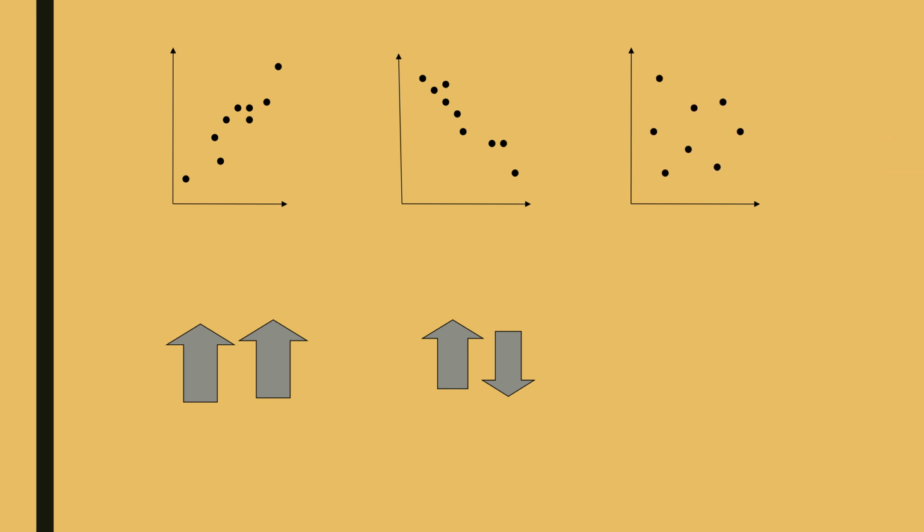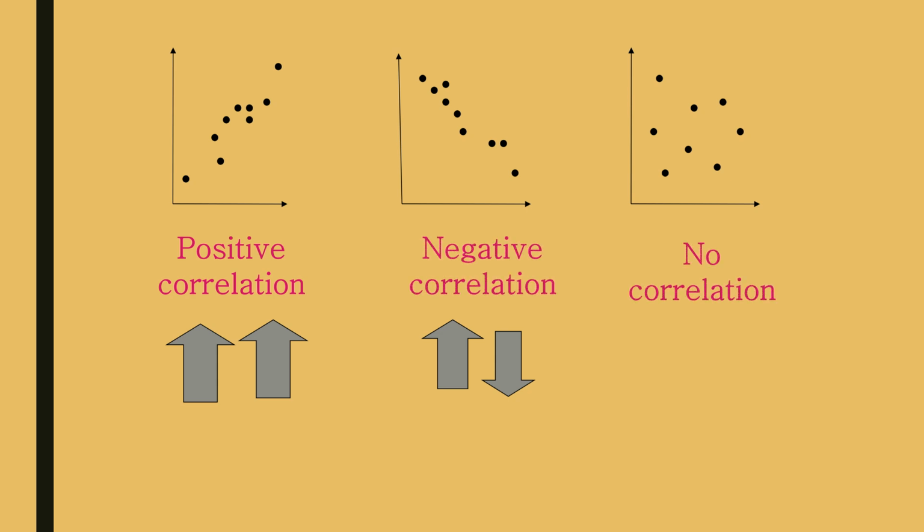And these are examples we talked about in the lesson. The first one, both increase. The second one, one increases, the other one decreases. And for the third one, there is no connection between the variables.